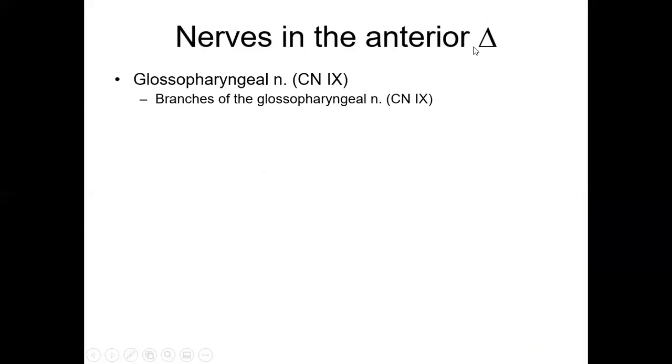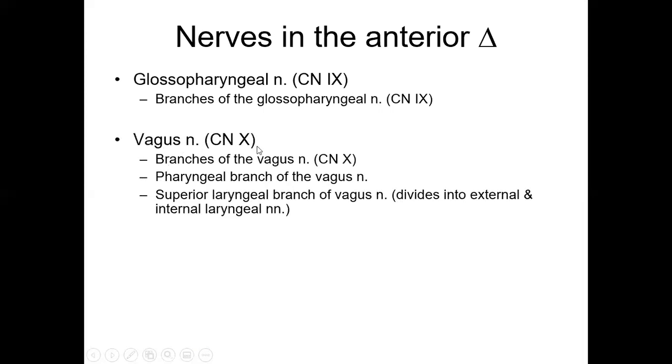And then the nerves present in the anterior triangle of the neck: we have the glossopharyngeal nerve, the ninth cranial nerve, and the branches of the glossopharyngeal nerve are also present in the anterior triangle of the neck. And then we also have the vagus nerve and its branches. We have the pharyngeal branches of the vagus nerve. We have the superior laryngeal branches of the vagus nerve, which further divide into the external and internal laryngeal nerves. So these are the nerves present in the anterior triangle of the neck, the glossopharyngeal nerve and vagus nerve, and also the several branches that arise from them.